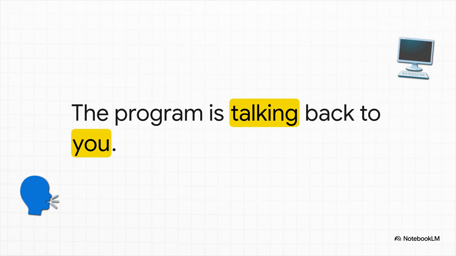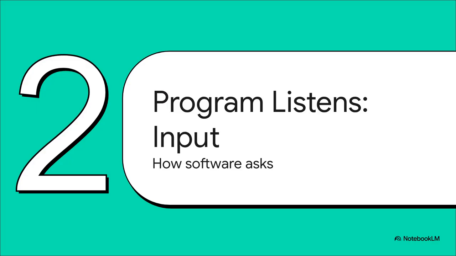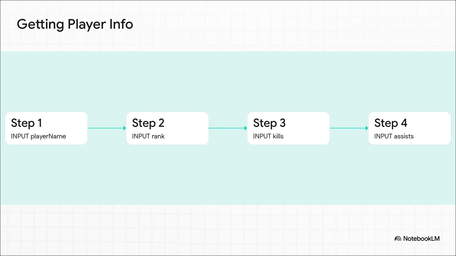Input, output. Simple. Okay, so let's get practical. How does a program actually use this input command to listen for the specific information it needs? Just imagine a program for tracking your game stats. It's going to go step by step. First, it asks for your player name. It waits, you type it in. Done. Then it asks for your rank. It listens again. Next, your kills, then your assists. Each one of these input commands is a specific question that the program needs an answer to.